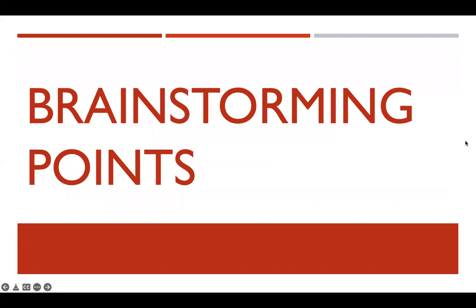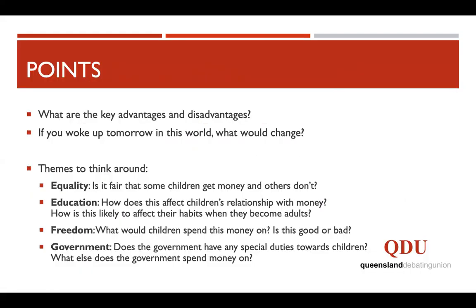So now let's take a look at how you can brainstorm points. In terms of brainstorming points, first off, here are a couple of questions that you can use to get yourselves thinking. So what do you think the key advantages and disadvantages of this policy are? Also, if you woke up tomorrow within this world, what would change? How would that change be different if you are in different people's shoes as different children with different sorts of parents as well? Also, here are some themes to think around.